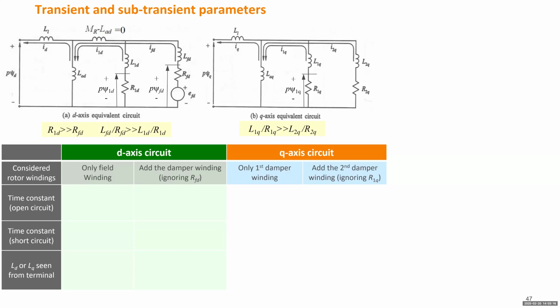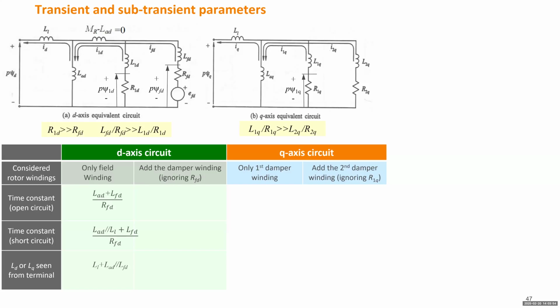Next, we want to identify the time constant for open circuit, the time constant for short circuit, and also the inductance in D and Q seen from the terminal. Seen from the terminal means if this is a black box, I inject some dynamic. Depending on the frequency of the dynamic, I measure the inductance at the terminal, so that value can change. It will be a function of frequency, or a function of time. So I want to figure out what value LD or LQ can present in different scenarios.